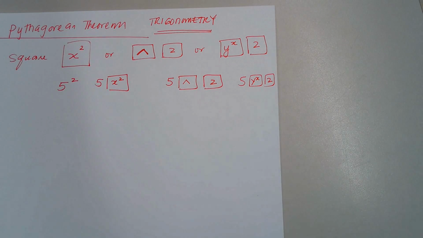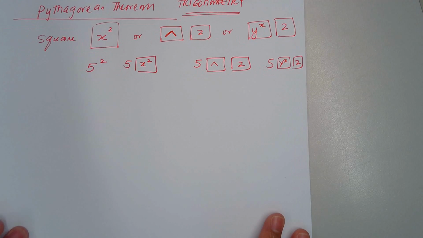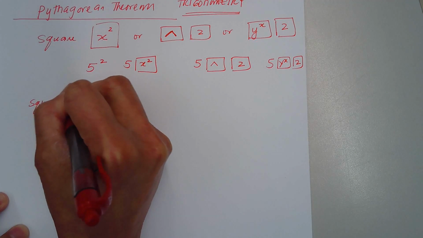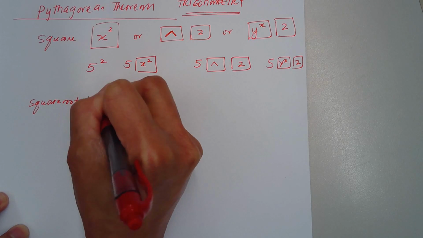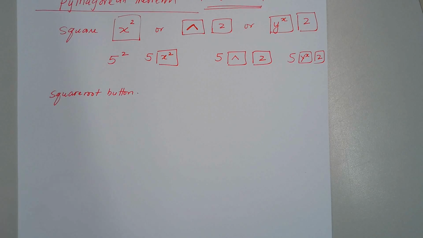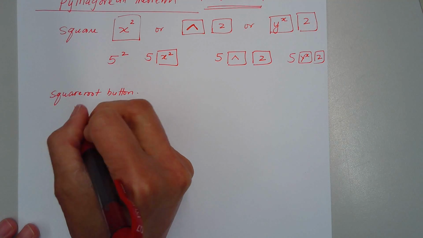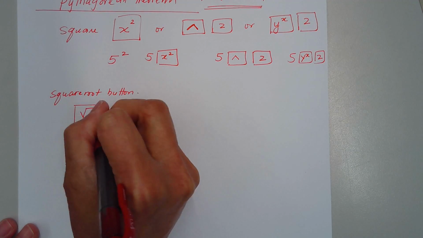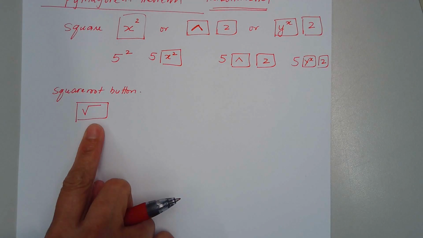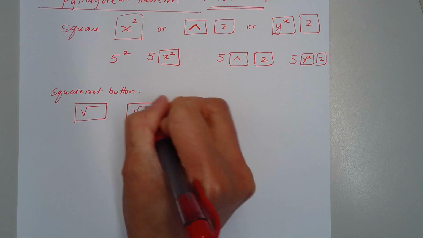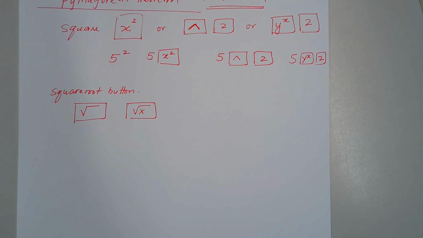So that's the first part, just getting to use the square button. Now another thing we're going to use for the Pythagorean theorem is the square root button. Where is your square root button? It would look like this. That's a square root. Sometimes it has just that, or square root x.